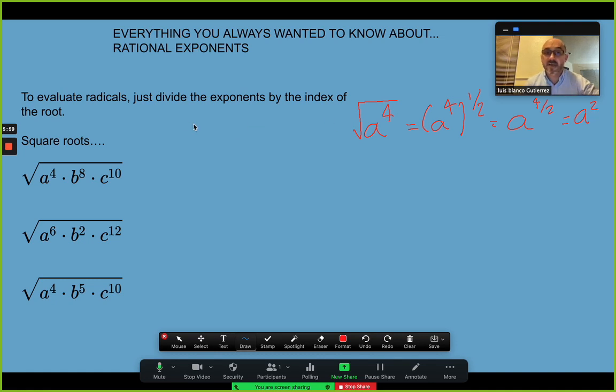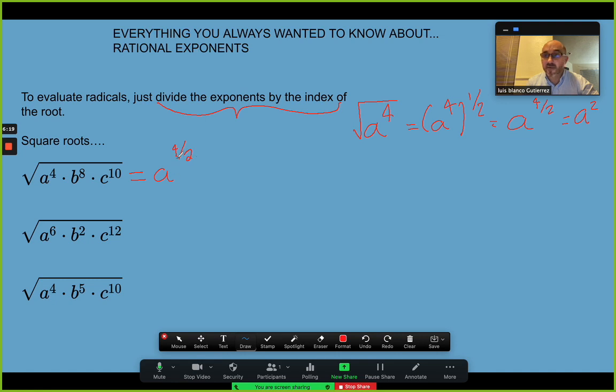So really what I'm doing is what it says right here. I'm dividing the exponents by the index. Remember, when I don't put anything, the index is 2. So this first question is going to be a, and I just write the exponents over the index.